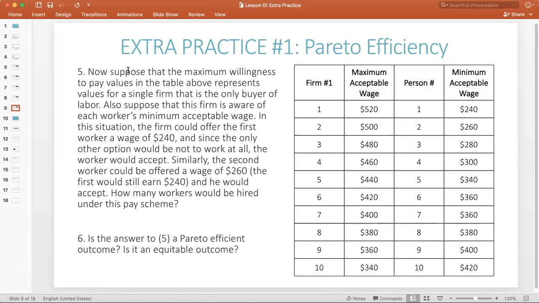So then number 5, suppose the maximum willingness to pay values in the table above represent values for a single firm that is the only buyer of labor. Also, suppose that this firm is aware of each worker's minimum acceptable wage. In this situation, the firm could offer the first worker a wage of $240, and since the only other option would be to not work at all, the worker would accept. Similarly, the second worker could be offered a wage of $260. The first would still earn $240, and he would accept. How many workers would be hired under this pay scheme?